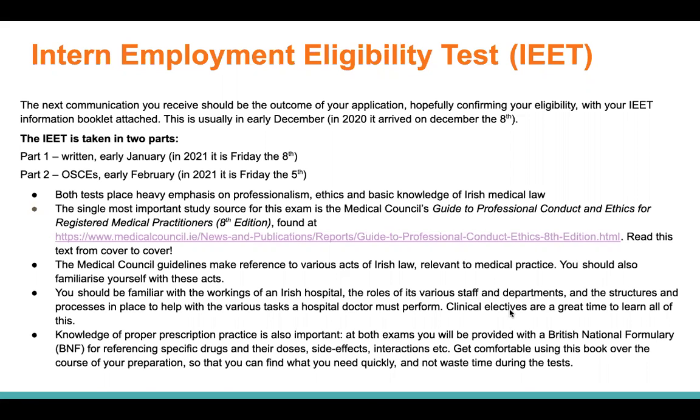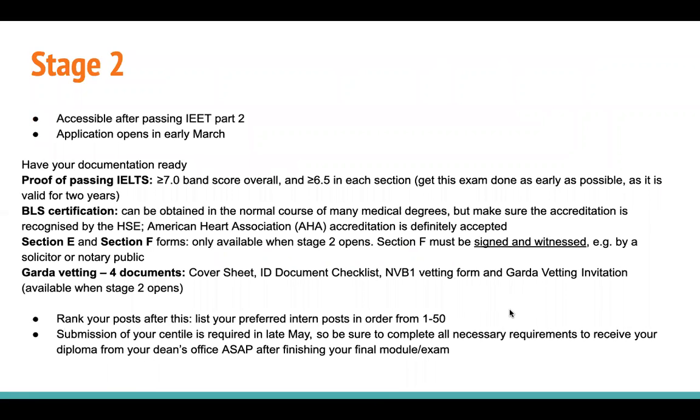So moving on to the next slide. Once you've completed stage one, they'll let you know about the IET test. Once you finish your IET test, part one and part two, and you've passed them, you move on to stage two. And stage two application opens in early March. Now, the documents you need to have ready for stage two is proof of passing of your IELTS. In Ireland, you just need to have a band score overall of greater or equal to 7, with at least a 6.5 in each section.